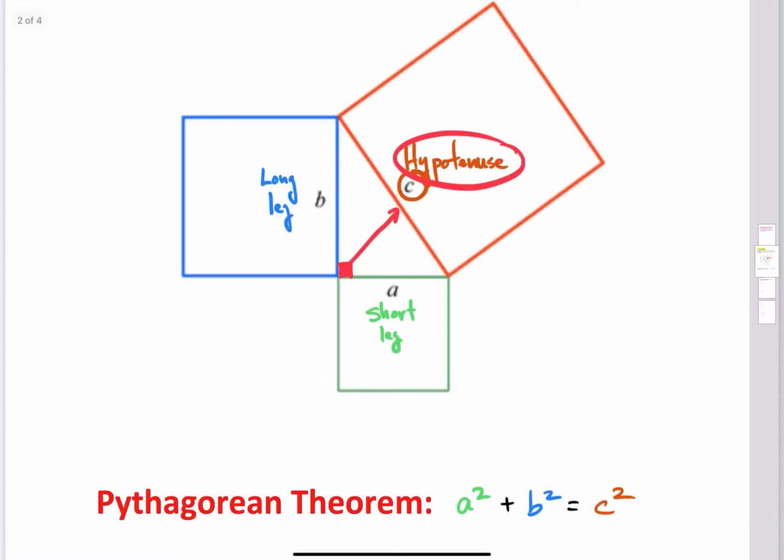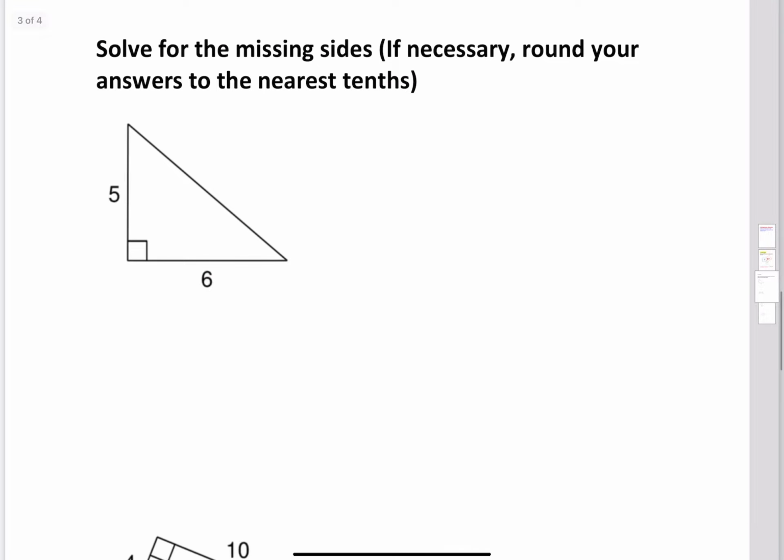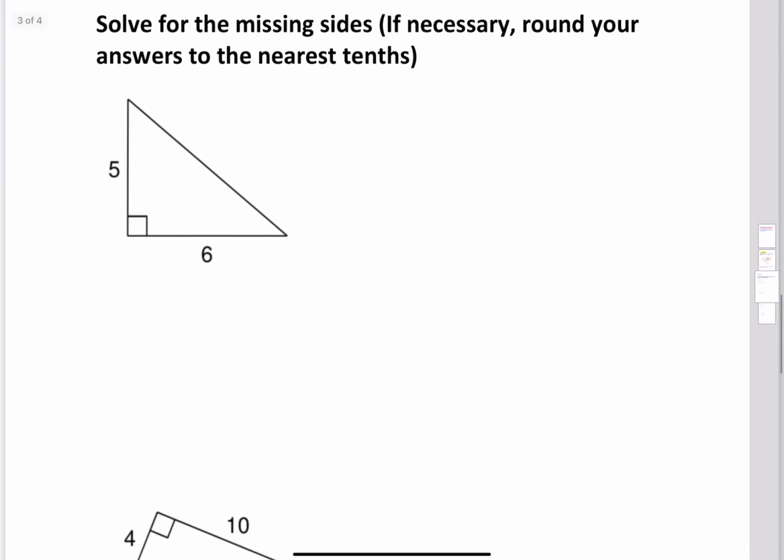So we're going to use this formula, A squared plus B squared is equal to C squared, to help us solve for missing sides. So we're going to go ahead and solve for a missing side, and we're going to round our answers to the nearest tenths if necessary. So there will be some cases where we do need to round. All right, so let's go ahead and take a look at this.